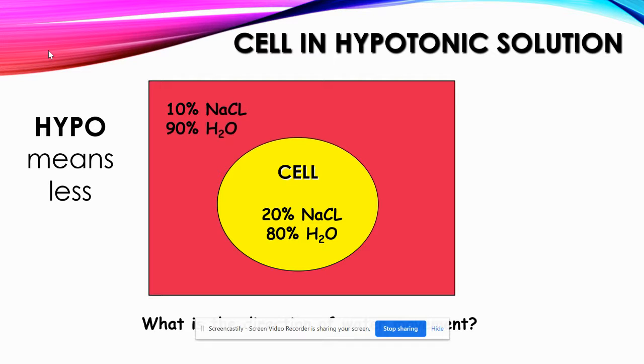Well, water loves to go where the salt is. So it's going to go from the environment inside the cell. And that is no good for the cell. That'll cause the cell to swell up and burst. If you look at the O in hypo, that can make you think of a swollen cell. That's because the water is rushing inside.